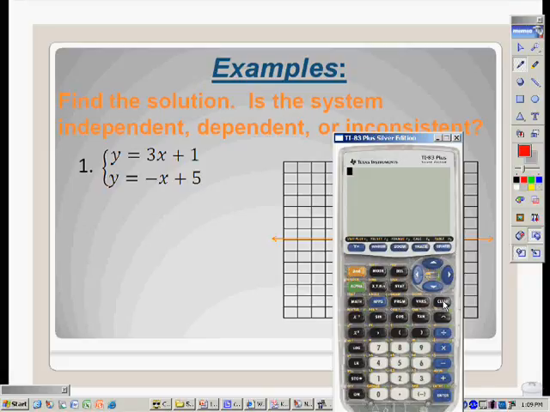Does everyone see the x button? Okay, it's right below mode, next to alpha, next to stat, above apps. There's a bunch of variables on that button. Does everyone have those two equations in their calculator? Okay, we all good? Got those equations?